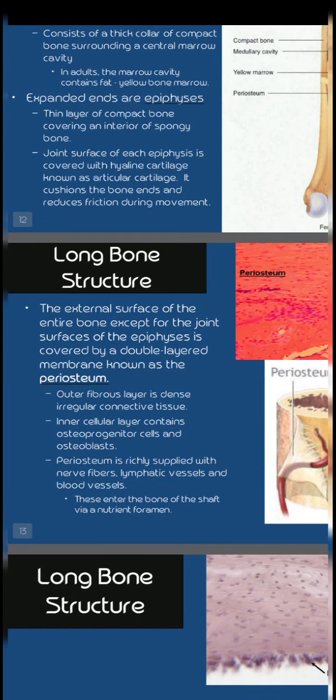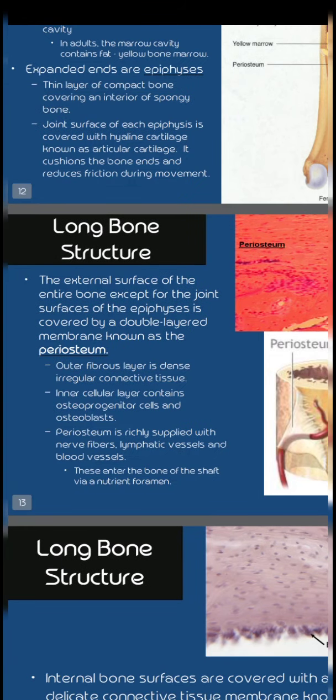Okay. So the external surfaces of the entire long bone, except for the joint, is covered by a double layered membrane that is known as periosteum. We've already studied that. Periosteum contains an outer fibrous layer that is dense, irregular connective tissue, and an inner layer that contains osteoprogenitor cells and osteoblasts. What are osteoprogenitor cells? Osteoprogenitor cells are those cells which make up the bone, or osteoblasts are those cells which then mature into osteocytes, which form the bone.